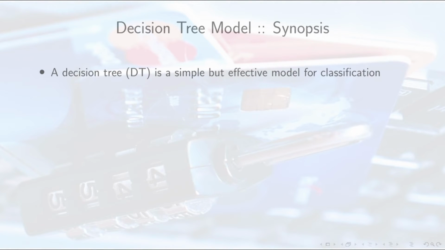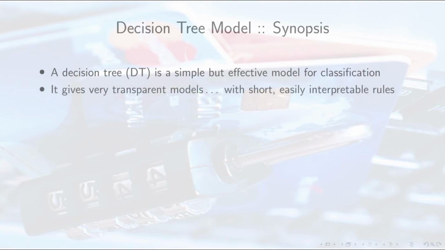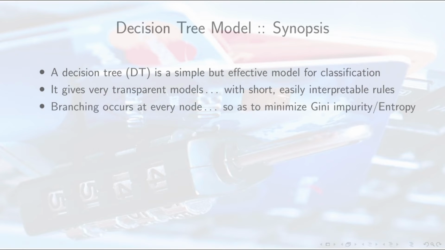that the decision tree is a very simple but effective model for classification. It gives very transparent models, short interpretable rules, and branching occurs on every node, one variable at a time. Gini impurity or entropy is actually used for this classification, and they are minimized at every node.